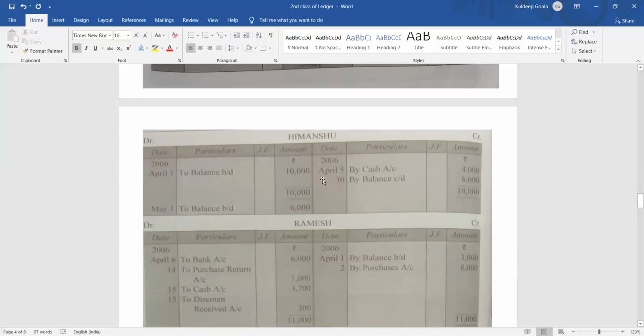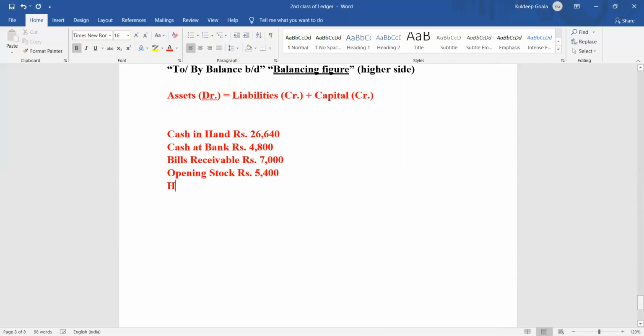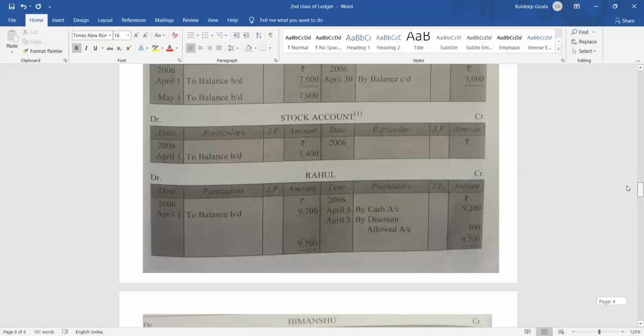Now moving back again to the next one, Himanshu. In case of Himanshu, you can see the balance is there. How much? 6,000, and that too a debit balance. Name of the person, you write debit or credit, so that you can understand whether he is a debtor or creditor. So how much is the debit balance? 6,000, isn't it? Himanshu, in the bracket I'm writing debit, 6,000. Clear?